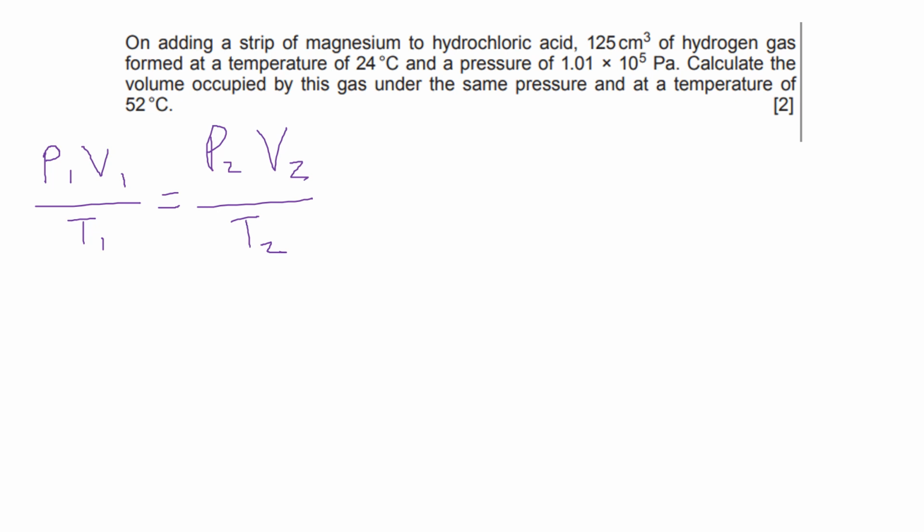Now it tells you that it is the same pressure. So P1 and P2 are the same. Therefore, we can take them out of our equation, and we can actually just say that V1 over T1 equals V2 over T2. And the aim is to find the volume, which is V2.